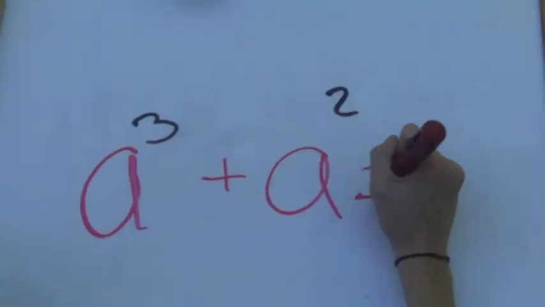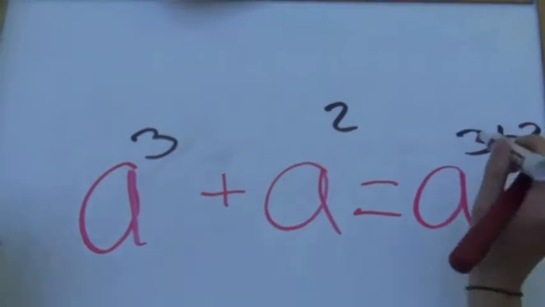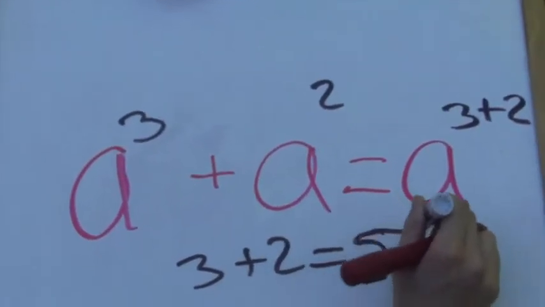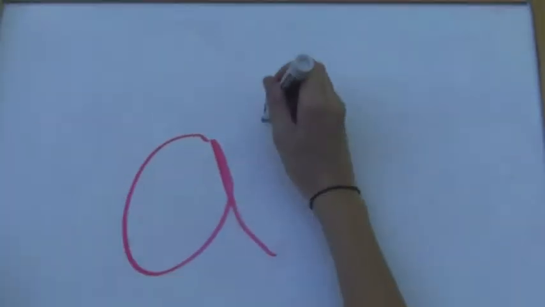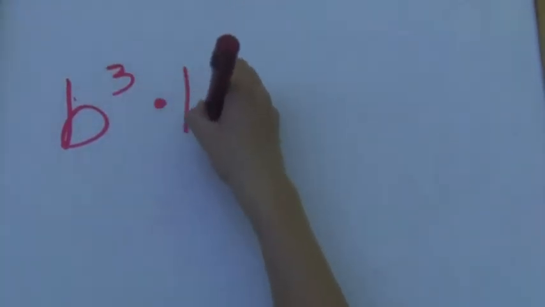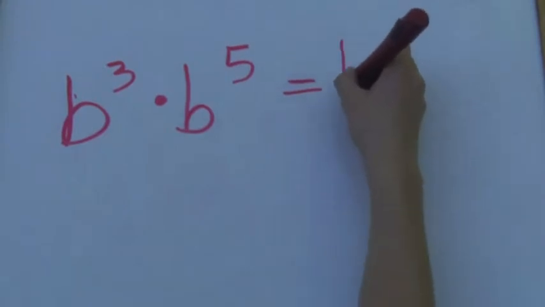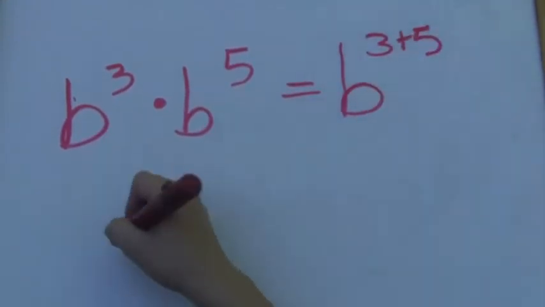So, a to the third times a to the second equals a to the 3 plus 2. 3 plus 2 equals 5, so the answer is a to the 5th. b to the third times b to the 5th is equal to b to the 3 plus 5, which equals b to the 8th.